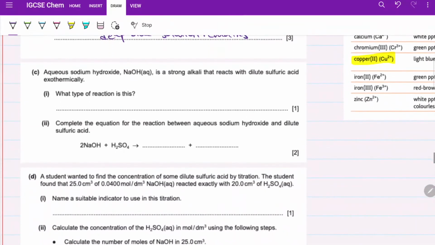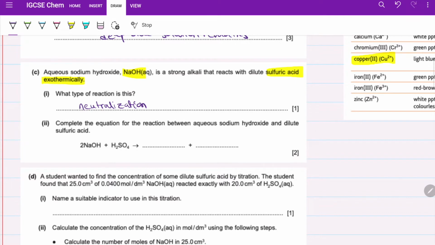Okay. So aqueous sodium hydroxide, NaOH, is a strong alkali. In other words, it's a strong base. It reacts with dilute sulfuric acid. So we have NaOH, sulfuric acid, exothermically. What type of reaction is this? So it's an acid-base reaction. In other words, it's a neutralization reaction because it's opposites, and when opposites react together, it neutralizes it.